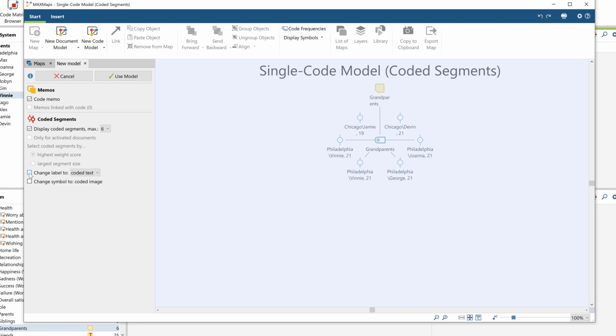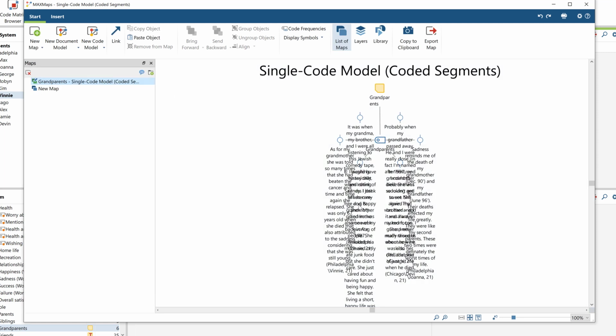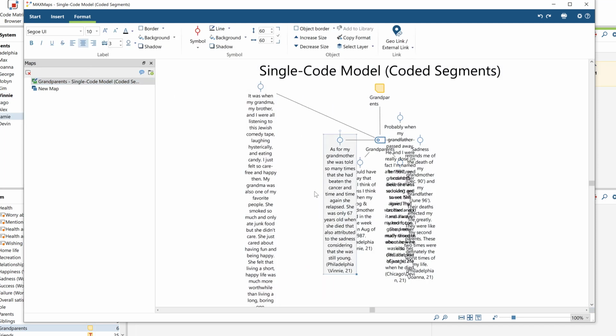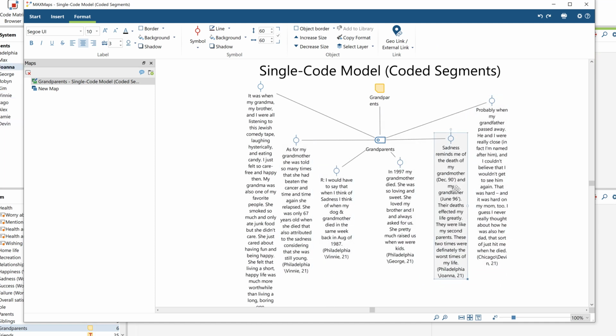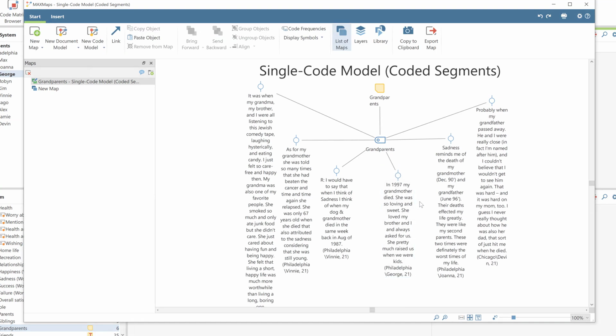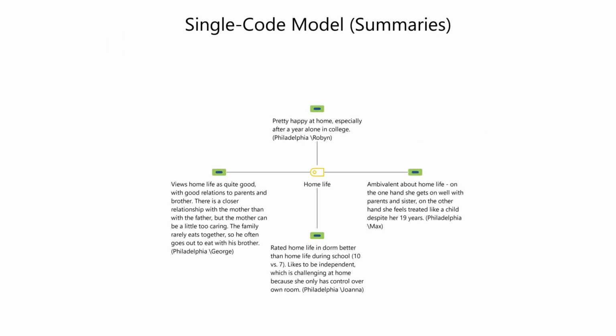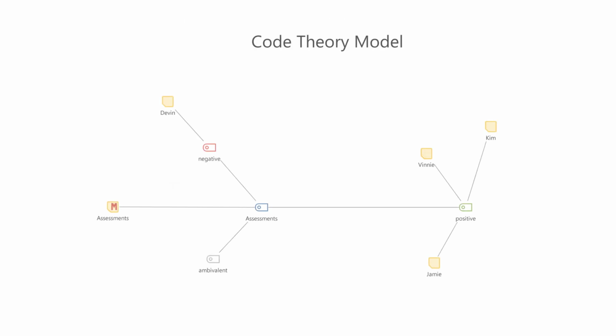The memos appear under the model's heading, with the code memo, if there is one, linked to the code by a connecting line. This map is useful, for instance, if you want to check whether the name of your code corresponds to the content of the coded segments. In another variant of this model, the single code model for summaries, all existing summaries are displayed around the code. For the code theory model, a particular code is also placed at the center of the map, but here, its subcodes and associated memos are arranged around that code.